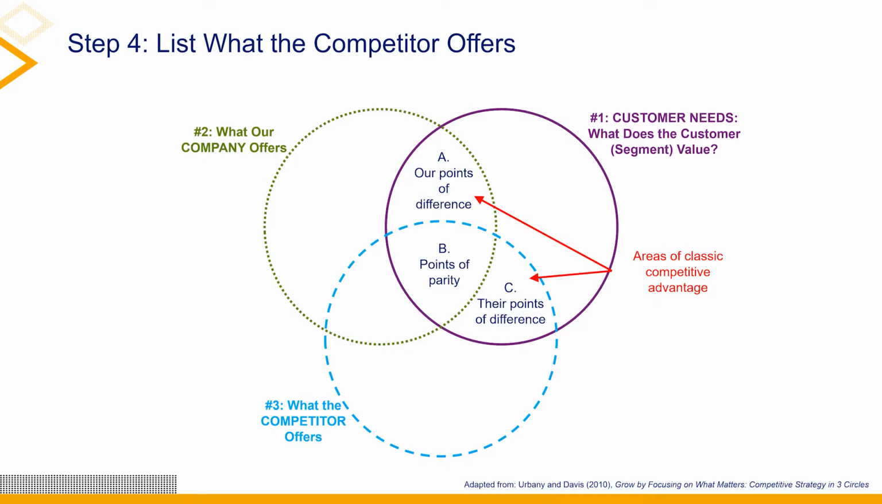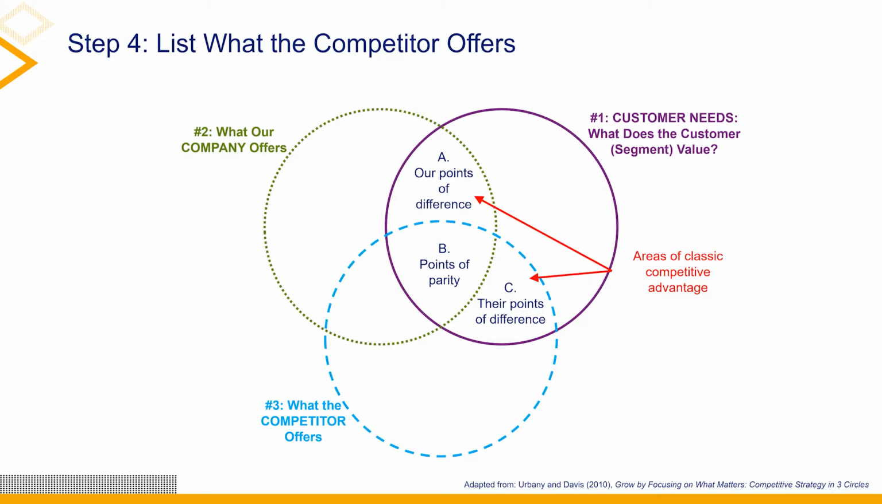Step 4. The third circle represents value created by the focal competitor. Again, it is important to use an actual alternative available to the customer and not some composite of competitors that, for example, may be the best in class on all attributes. The third circle contains a comprehensive list of what the competitor offers. The three overlapping circles create 7 sections.